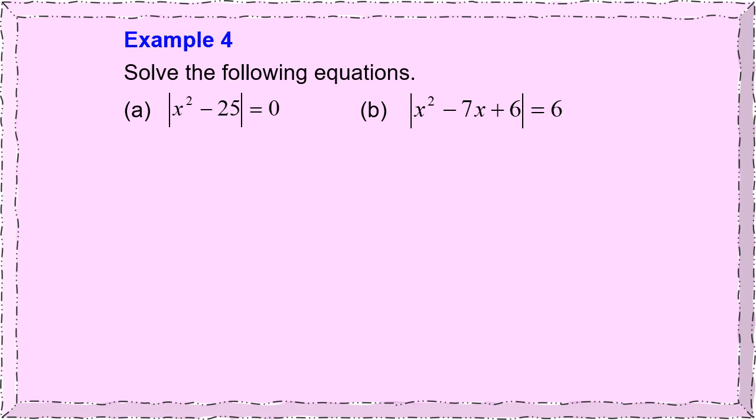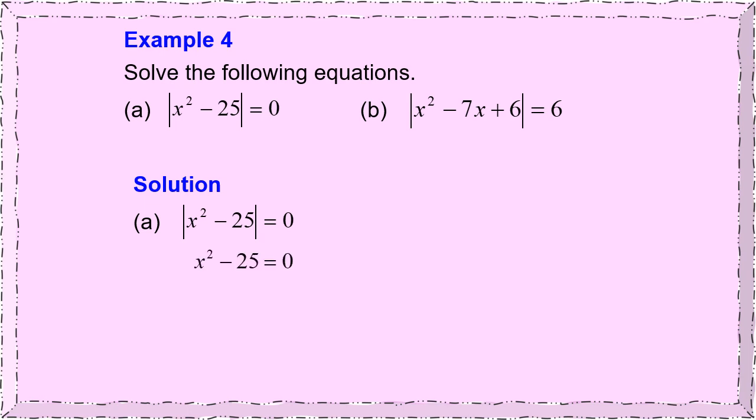So example 4. Solve the following equation. The first question is absolute of x squared minus 25 equal to 0. And question B is absolute of x squared minus 7x plus 6 equal to 6. So let's do question A. So we have absolute of x squared minus 25.